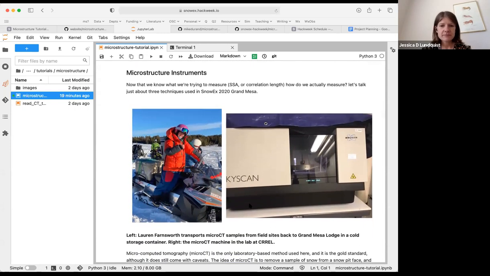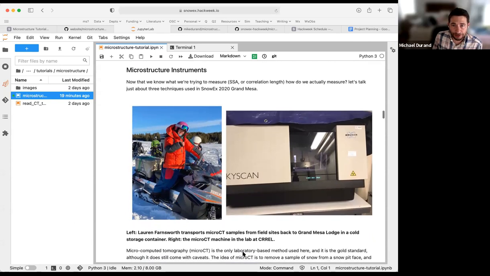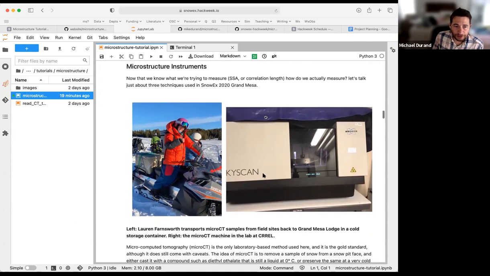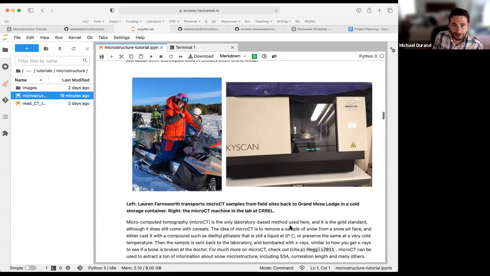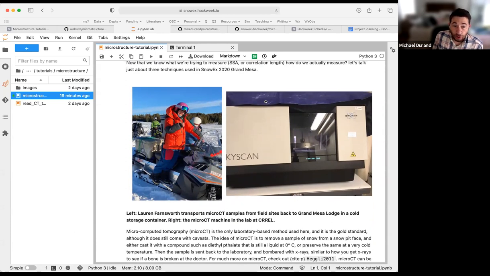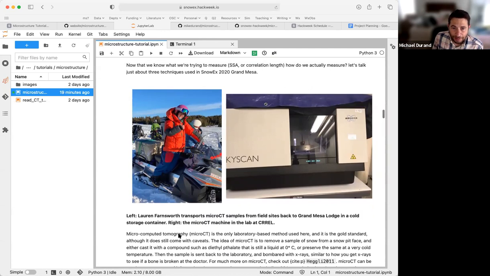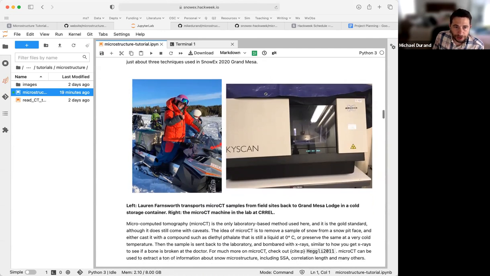Okay, so instruments. We're going to talk about 3. So the first is micro-CT, which stands for microcomputed tomography. And Lauren Farnsworth from Cold Regions Research was making those measurements. Here's Lauren. So she would literally extract small samples of the snow, put them in a padded and special cooler that kept them cold, and then transport them back, keeping them cold, to the lab.